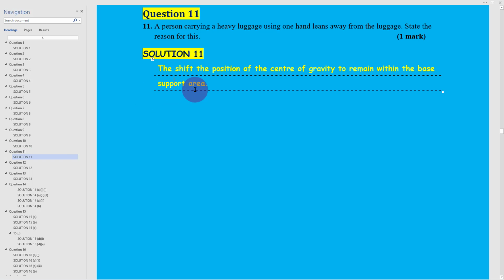It's important to realize that. The fact that one leans in the opposite direction is an attempt to shift the position of the center of gravity so that if we were to draw the vertical line from the center of gravity, that vertical line will pass through the base support area of the object. So the idea is to shift the position of the center of gravity so that the vertical line from the center of gravity always remains within the base support area. Let's go to question 12.